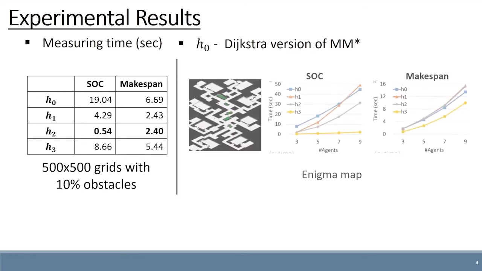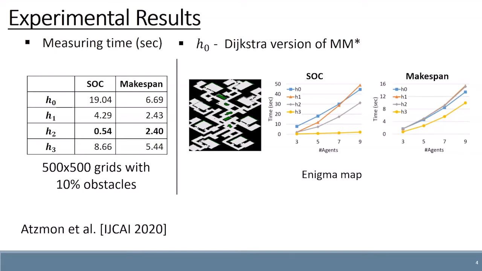We also experimented on a larger grid with many more obstacles called Enigma. Here, H3 was the fastest. We showed that MMSTAR always performs better with heuristics and explained the benefits of each of the suggested heuristic functions. The full paper of this research was accepted to ICAPS 2020.